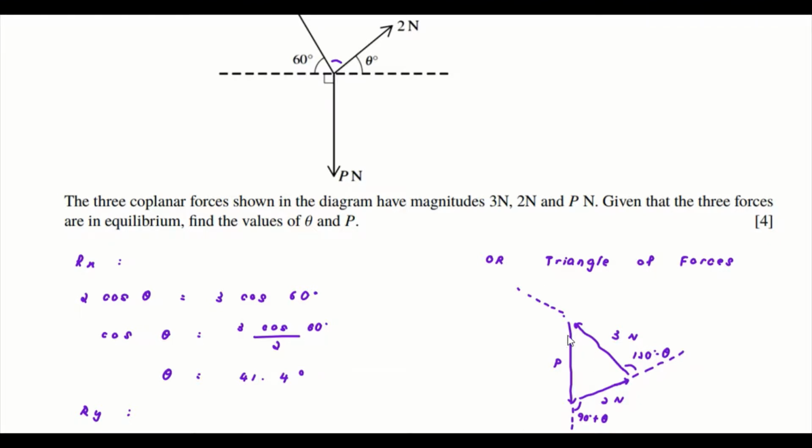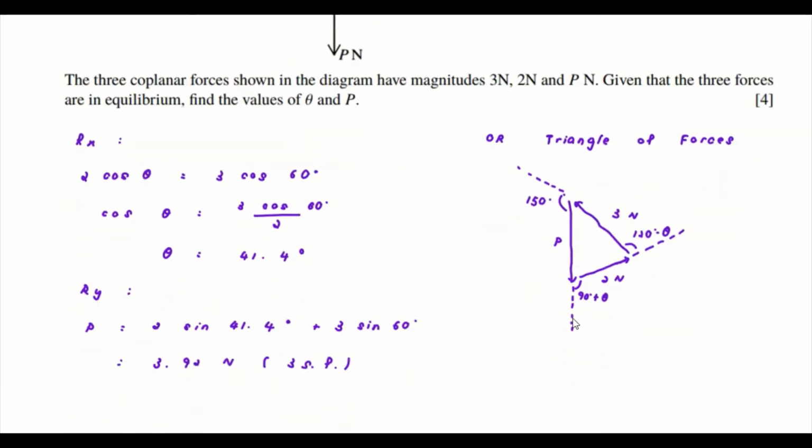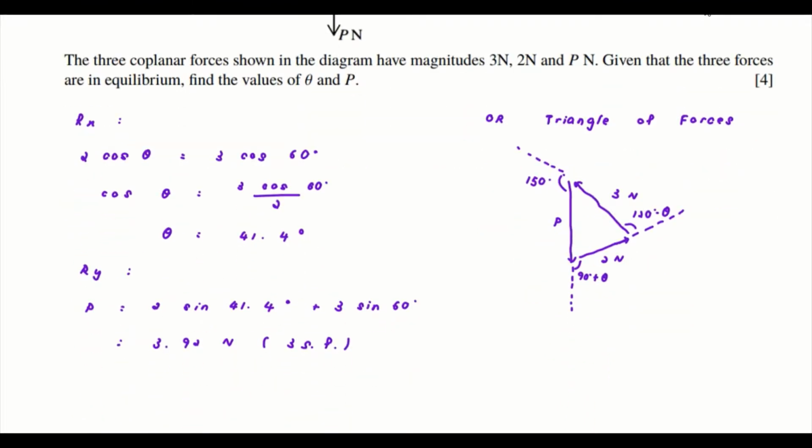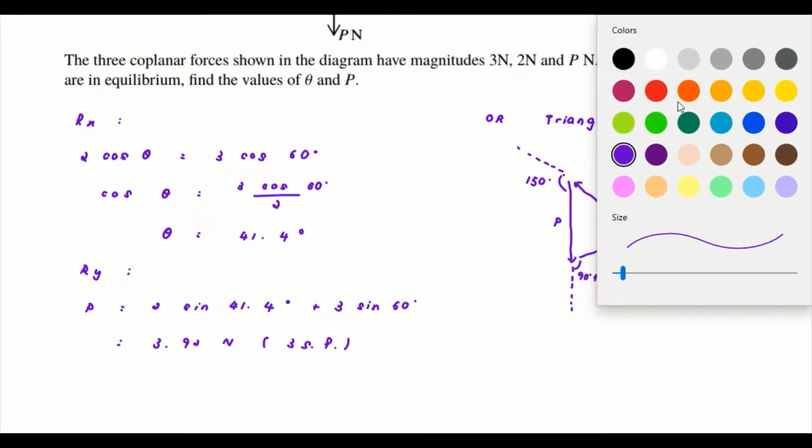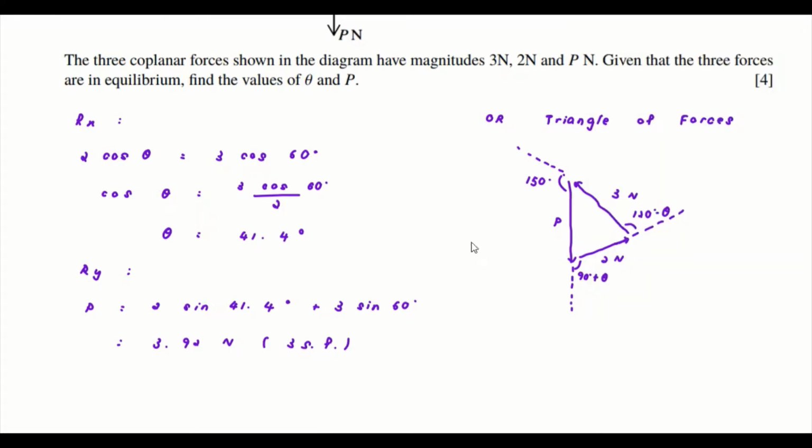So this part is between P and also between the 3. So 3 and P. Which means in this case, it will be my 90 plus 60. So this is 150. Okay, so after I get this, then I can find what angle I have inside. Let me use another color so it isn't that confusing. So 150, and then what I have inside is 30.